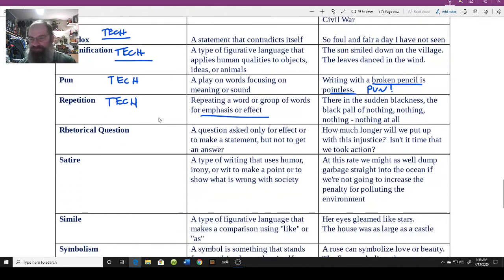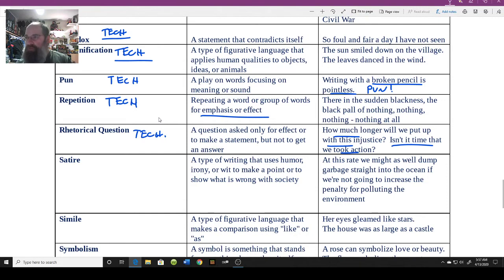Rhetorical question. Again, rhetorical question is mainly a Lang thing, but it sometimes comes up. A writer may put a rhetorical question in a character's mouth. The character that stands up and asks, "Isn't it time that we took action?" What kind of character would employ that rhetorical question? Putting that rhetorical question into that character's mouth creates that character.